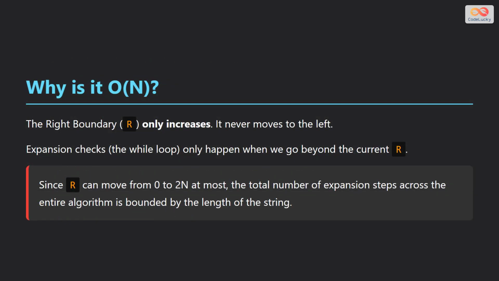You might wonder, if we still have an expansion loop, why is it fast? The key is that we only run the expansion loop when we push past the right boundary R. Since R only moves to the right and never decreases, we only perform a linear number of character comparisons across the entire execution of the algorithm.